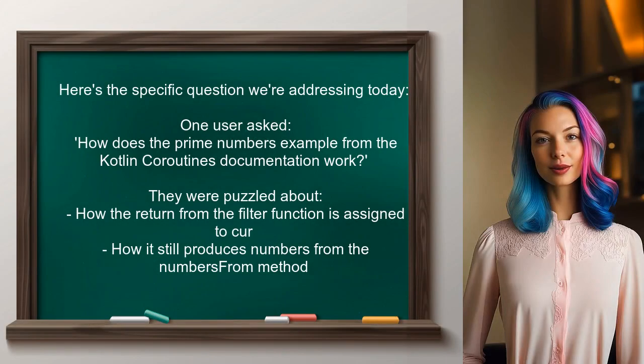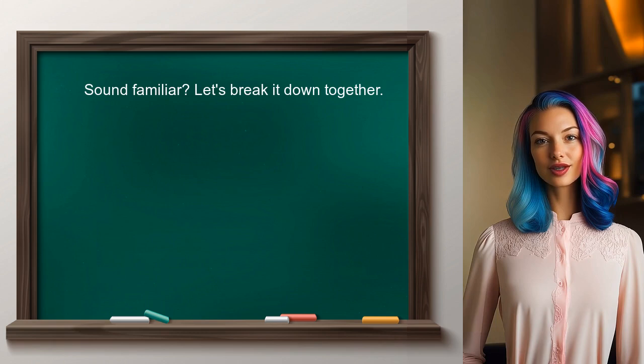Here's the specific question we're addressing today. One user asked, how does the prime numbers example from the Kotlin Coroutines documentation work? They were particularly puzzled about how the return from the filter function is both being returned and assigned to cur, while still producing numbers from the numbersFrom method. Sound familiar? Let's break it down together.